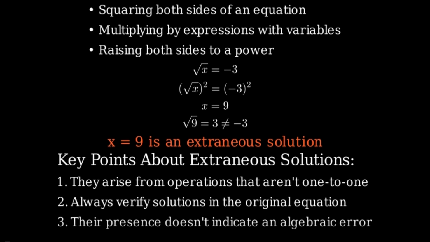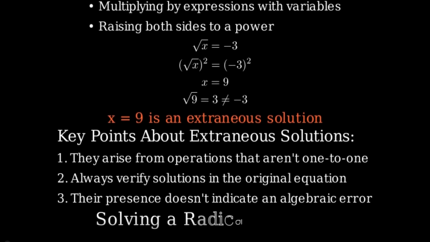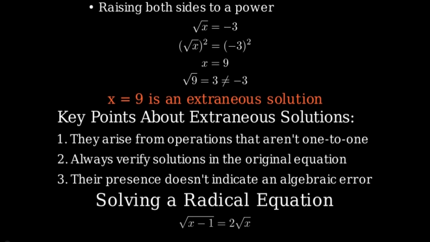Now, let's tackle a more complex problem. Solving the equation square root of x minus 1 equals 2 times square root of x. This equation involves two radicals, and we'll need to isolate one of them to solve it. Let's solve this step by step.